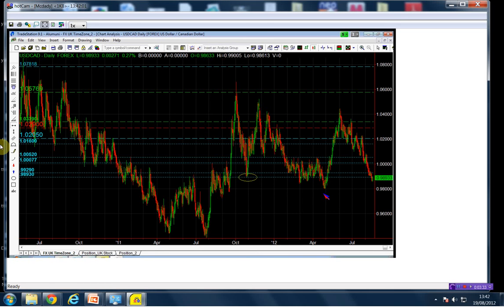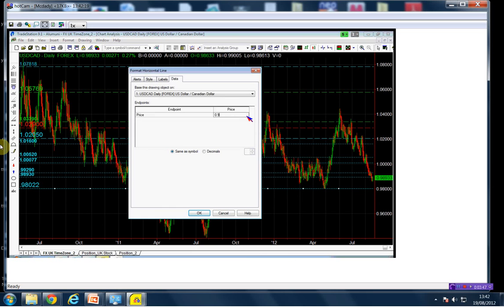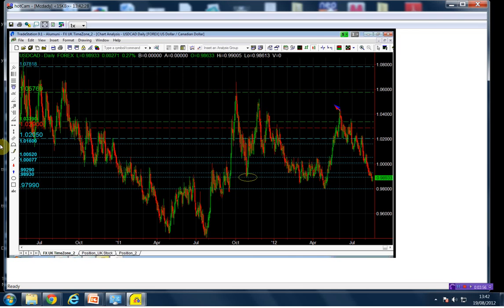And I think we should use this one, which is the 97.99, as the new structure point, because this is now the new failure to make a higher high. So you got one high, one failure, two failures, and that again. So it might be, if I condense that in a weekly chart.